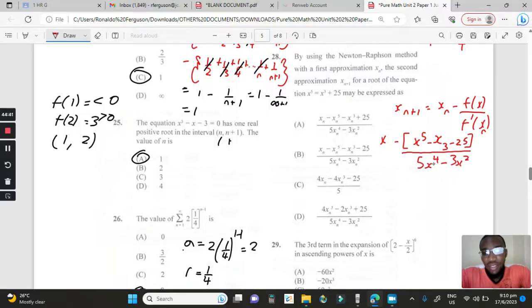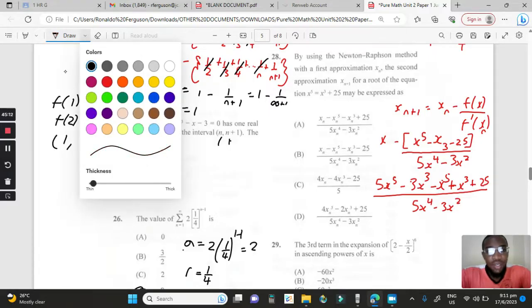This is now 5x to the 4 times x is 5x to the 5, minus 3x squared times x is 3x cubed. Then we subtract x to the 5th, and then we subtract x cubed. Then, well, subtracting a negative, let it become positive. Please remember that. And subtracting a negative, let it become plus 25 over the 5x to the 4 minus 3x squared. Then we'll look at like terms.